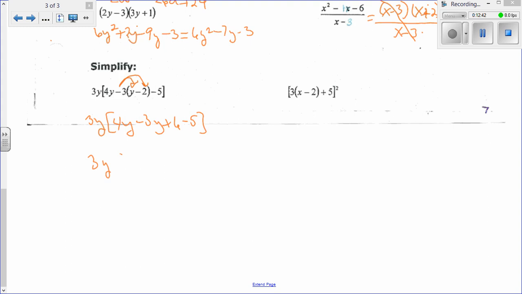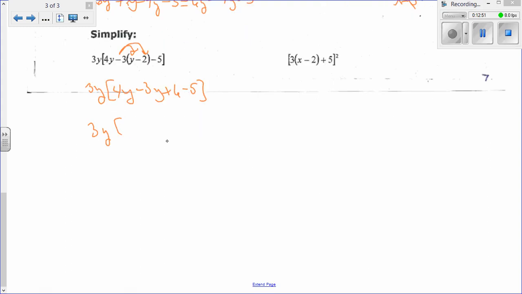So I have 3y on the outside. When I combine like terms, I have 4y minus 3y. That will just give me y. And then 6 minus 5 is plus 1. And then I'm just going to distribute my 3y. And I will get 3y squared plus 3y. And that is my final answer.